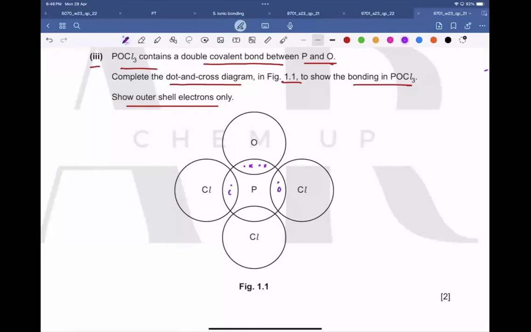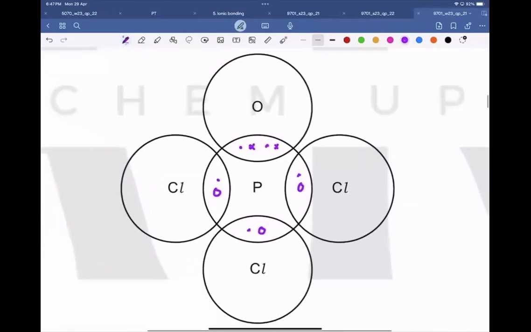Here we have a single bond in all of them. Phosphorus has 5 electrons, so all those 5 electrons are shared. Chlorine has 7 electrons in the outermost shell. One is shared, so 6 are left. So we are going to put 3 pairs around the chlorine atom. In the same way, 3 pairs around the chlorine atom over here.